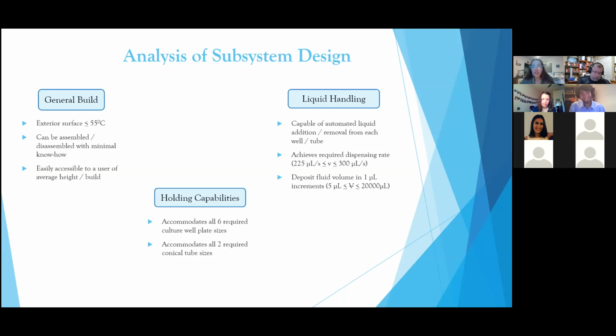So moving on to the holding capabilities subsystem, our device can accommodate all 6 required well plate sizes and all 2 required conical tube sizes. The liquid handling subsystem can automatically add and remove liquid from each well plate and conical tube, and it achieves the required dispensing rate, and those values are found below, and it also deposits the correct amount of fluid volume in the correct increments. That range is also found for your reference.